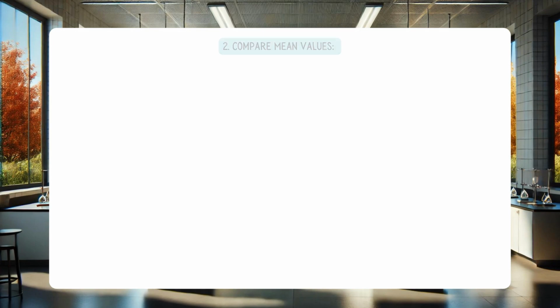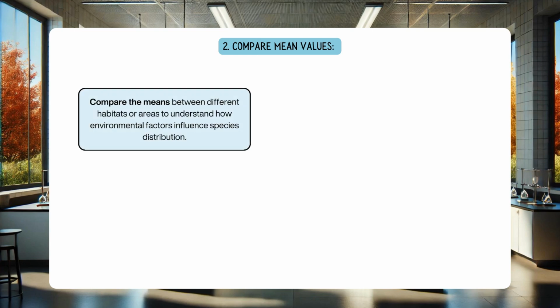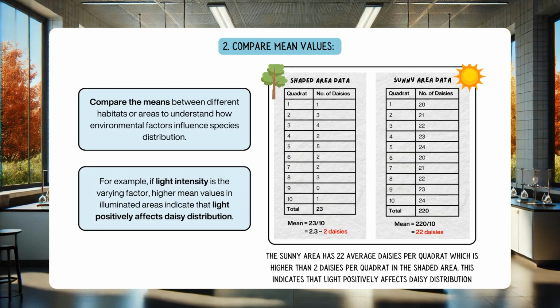Next, we need to compare the mean values. To do this, compare the means between different habitats or areas to understand how environmental factors influence species distribution. For example, if light intensity is the varying factor, higher mean values in illuminated areas indicate that light positively affects daisy distribution.